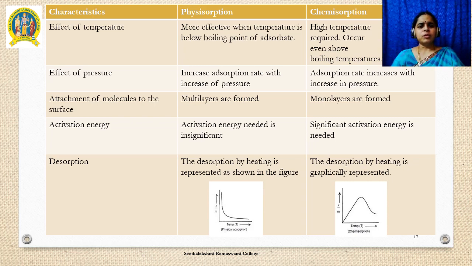In physisorption, multi-layers will be formed. In chemisorption, only monolayers are formed. The activation energy is not essential in the case of physisorption. Chemisorption has significant effect over activation energy. Chemisorption occurs with the help of activation energy.